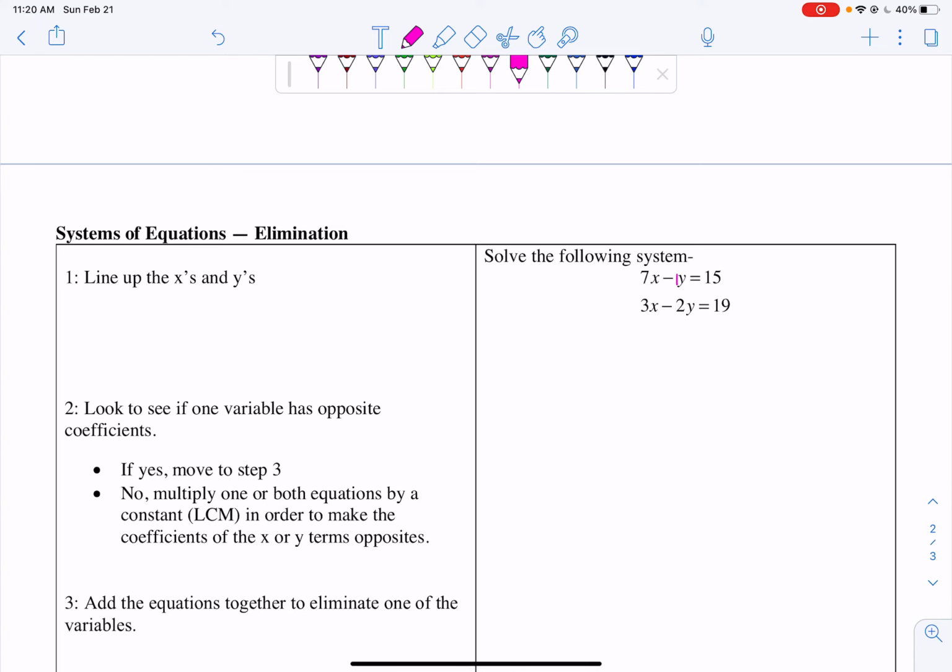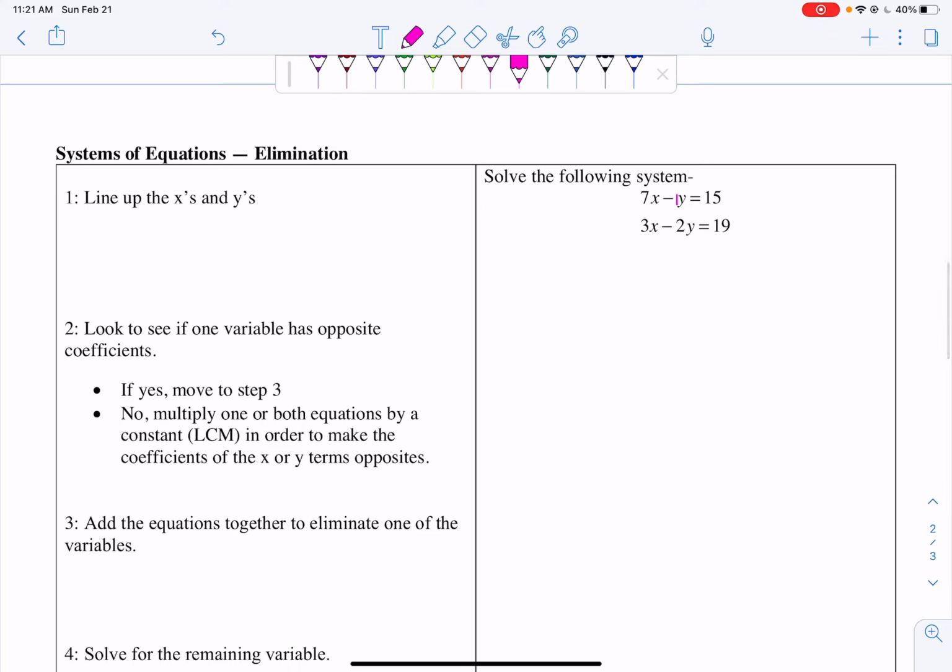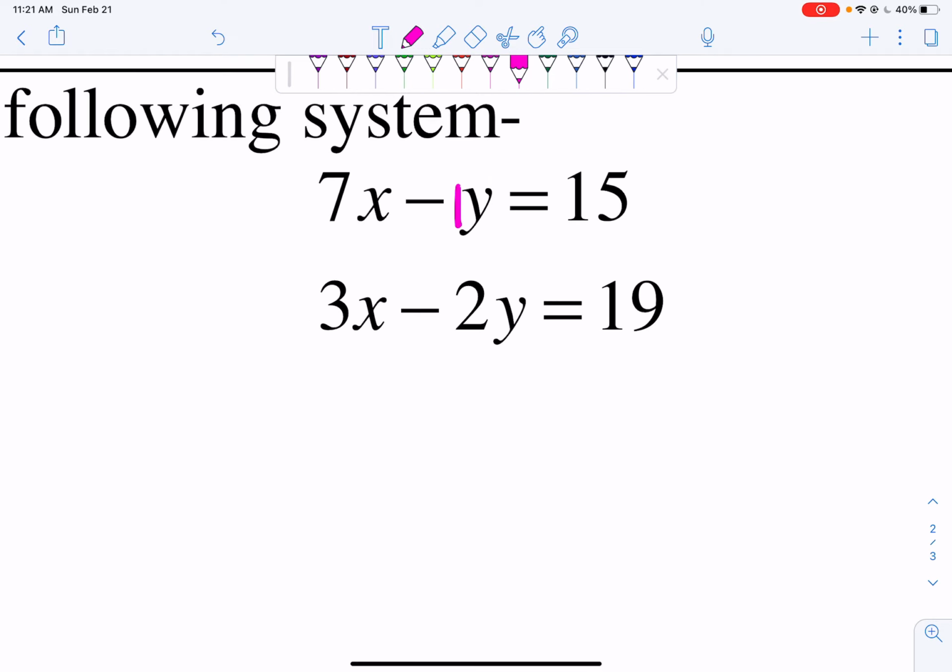Okay, step 2. Look to see if one of the variables has opposite coefficients. If yes, then just move right ahead to step 3, so adding your equations to eliminate them. Or if it's a no, multiply one or both of the equations by a constant in order to make the coefficients of the x or y terms opposite. So I'm going to ask you, what do you want to eliminate? So if I look, I actually think I want to eliminate my, doesn't matter. I'm dealing with two positives and two negatives.